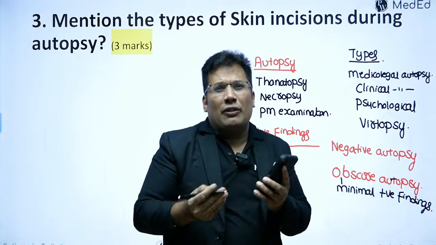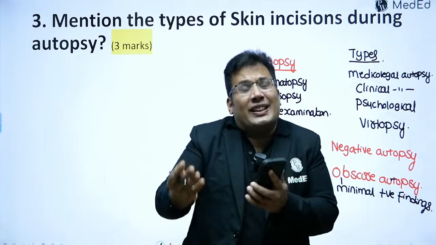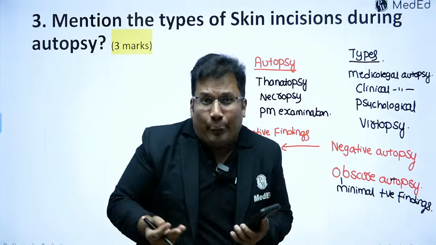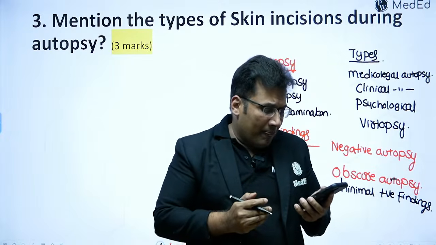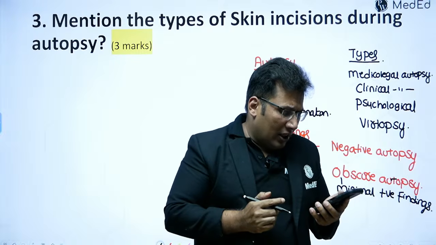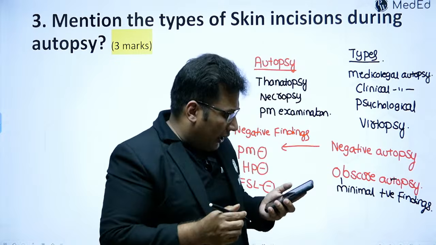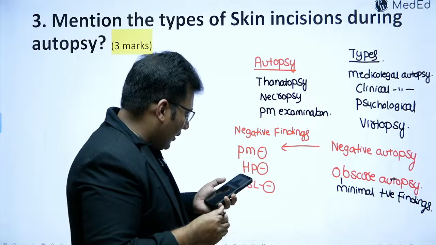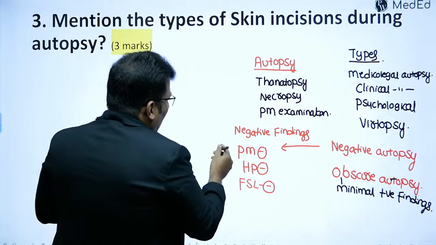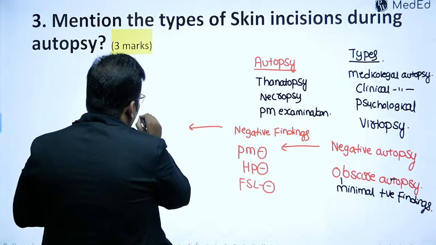There will be some minimal findings, but that is not suggestive of any cause of death. Okay. Yes, good. Negative autopsy means, okay, Arlen is answering and SJ is also answering, Universe is answering. So negative autopsy, one example is vasovagal inhibition.